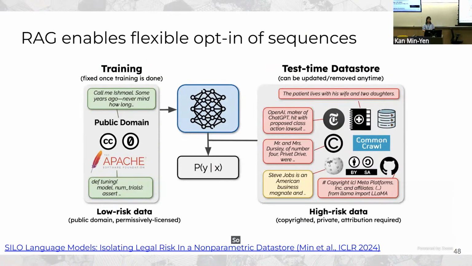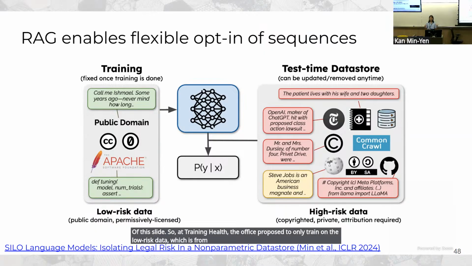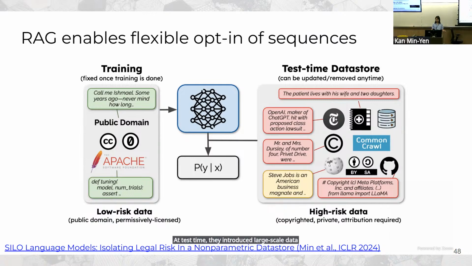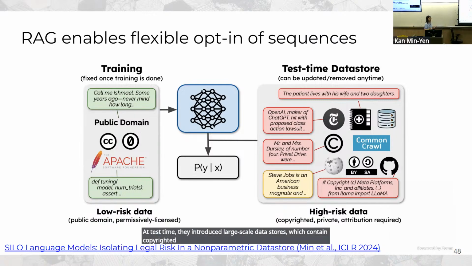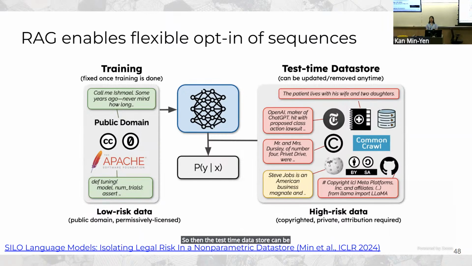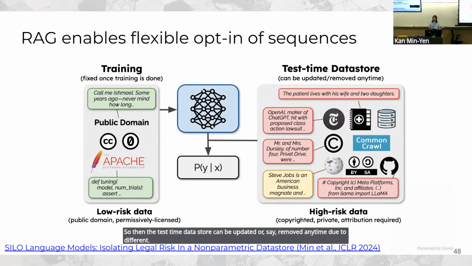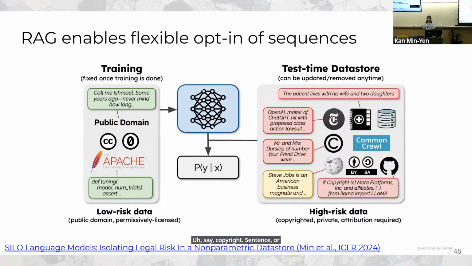RAG, on the other hand, can enable flexible opting out of sequences. One representative work is called SILO language models, as referenced below on this slide. At training time, the authors propose to only train on low-risk data, which is from the public domain and permissively licensed. At test time, they introduce large-scale data stores, which contain copyrighted, private, or attribution-required data. Then the test-time data store can be updated or removed anytime due to different copyright settings or different customization settings.